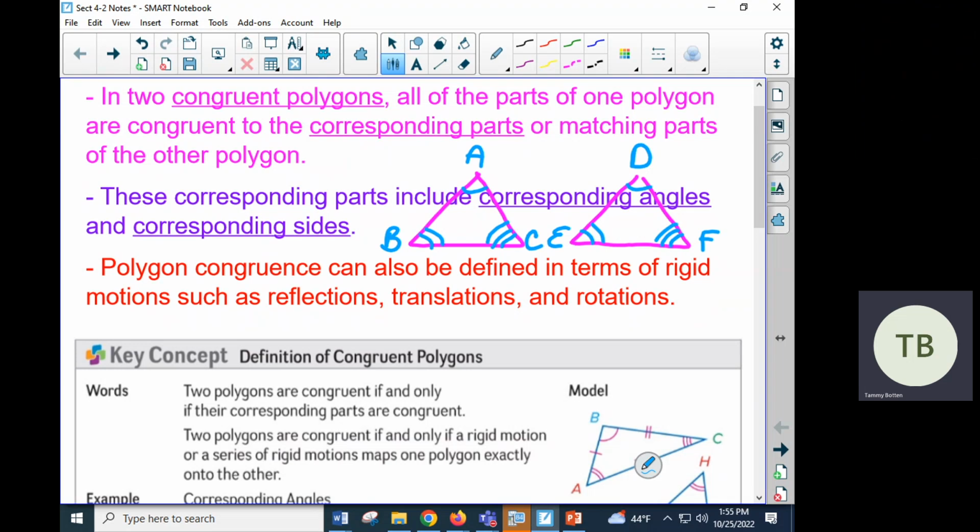Then the same thing with sides. If these two sides are congruent, they'll use one dash. If these two are, they'll use two. And if those two are, then they'll use three. So for two triangles to be congruent, you need 6 things that are congruent, okay? You need 3 pairs of angles and 3 pairs of sides. Make sure that everybody is paying attention, please, okay?